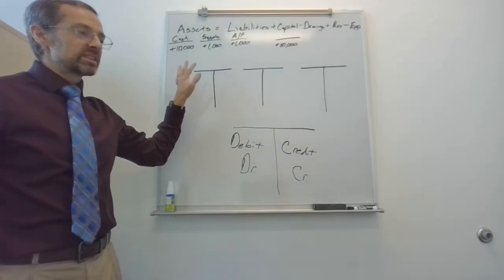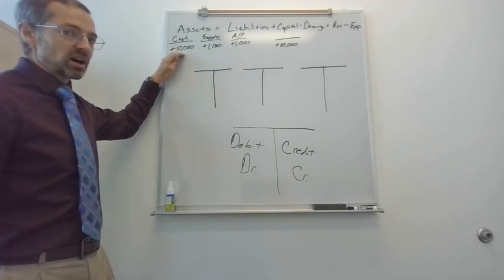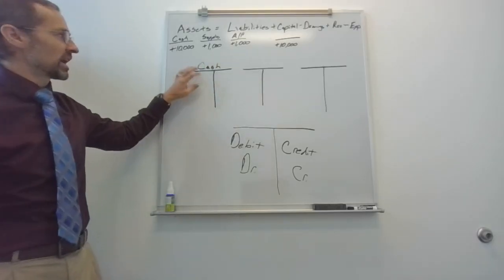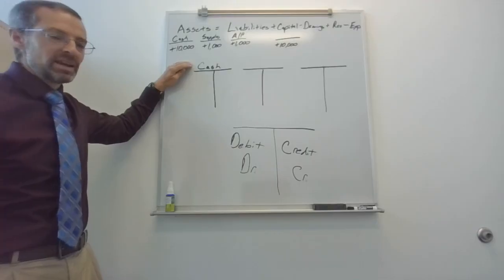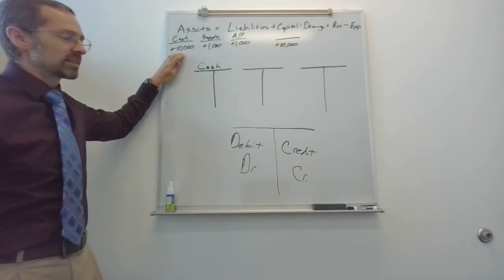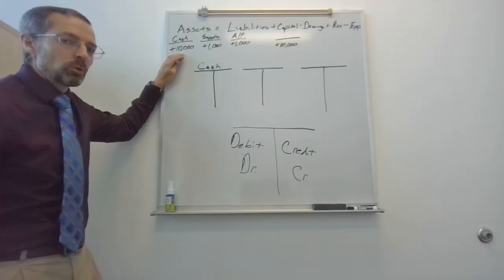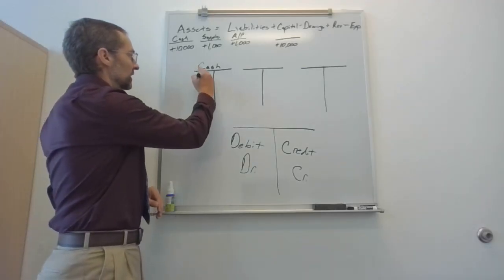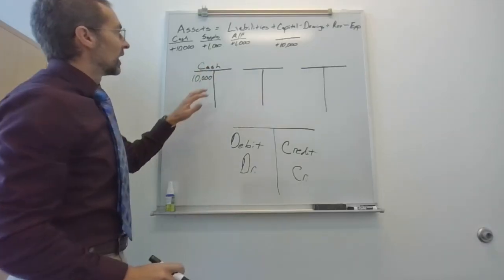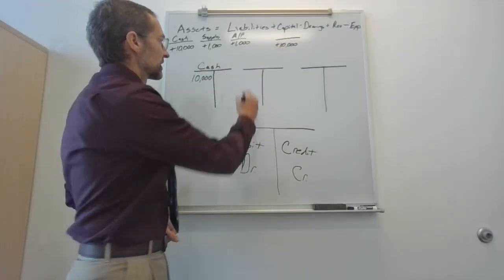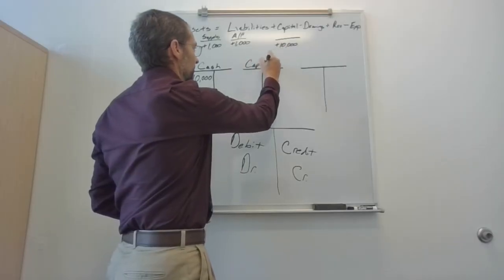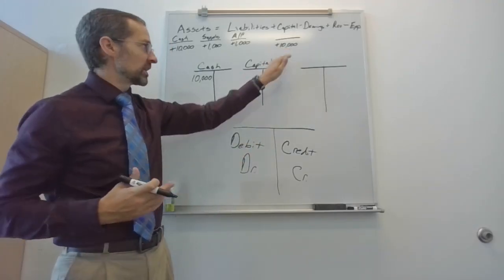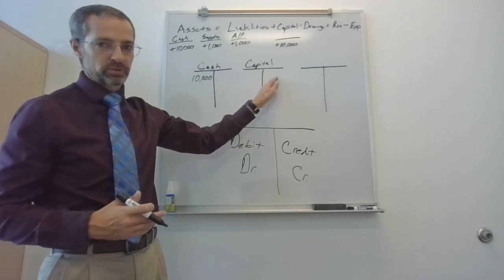And whenever we have a transaction, when we say cash goes up, I'm going to create a T account for cash. So I'm just going to write cash up at the top. And then I have to figure out, do I write this $10,000 on the left side or the right side of cash? And I happen to know that it goes on the left side. The other half of the transaction was capital. And when capital goes up, I happen to know that I need to write it on the right side, or the credit side.